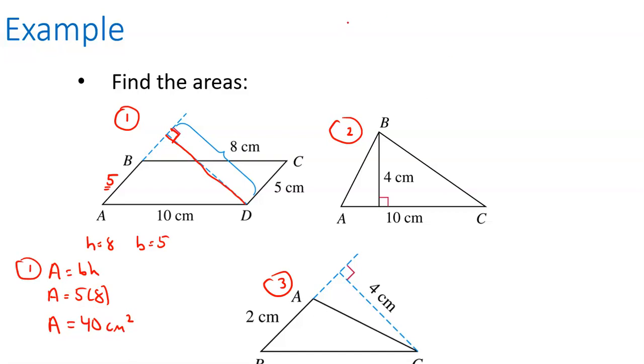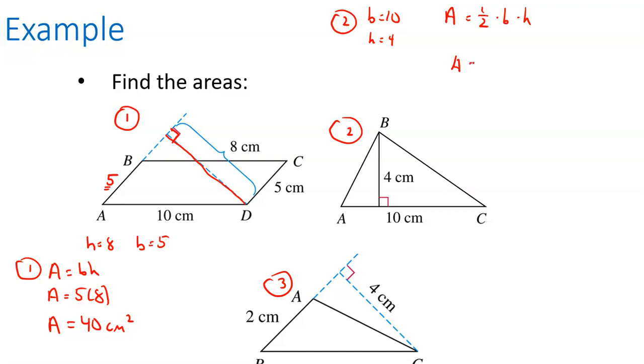All right, number 2 is already set up for us. We can figure out the base and the height as given. The base is 10. The height is 4. That right angle tells us that they're perpendicular to each other. For a triangle, area equals 1/2 times base times height.